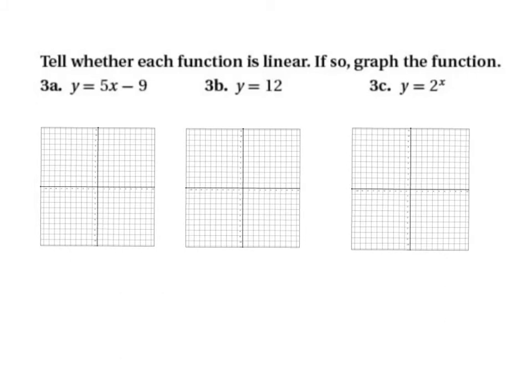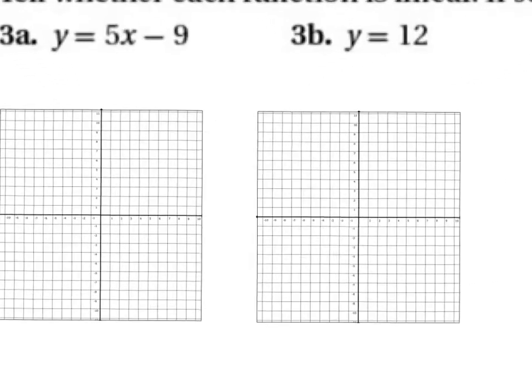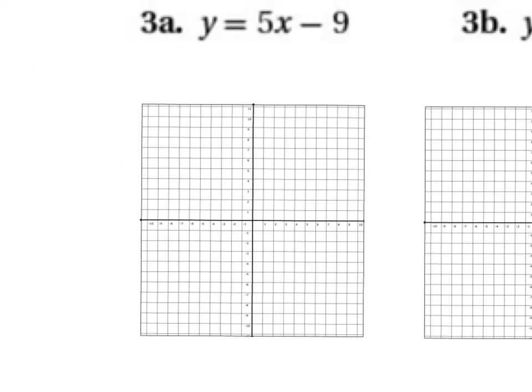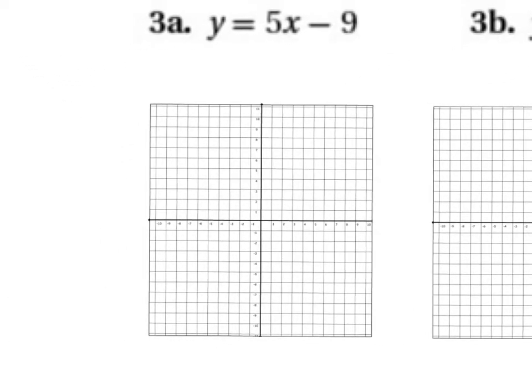You have to graph each one of these. You have to tell whether or not it's linear. And if it's linear, then you graph it. So we'll start with this one, 3a. Y equals 5x minus 9. Graph that one and bring it up.